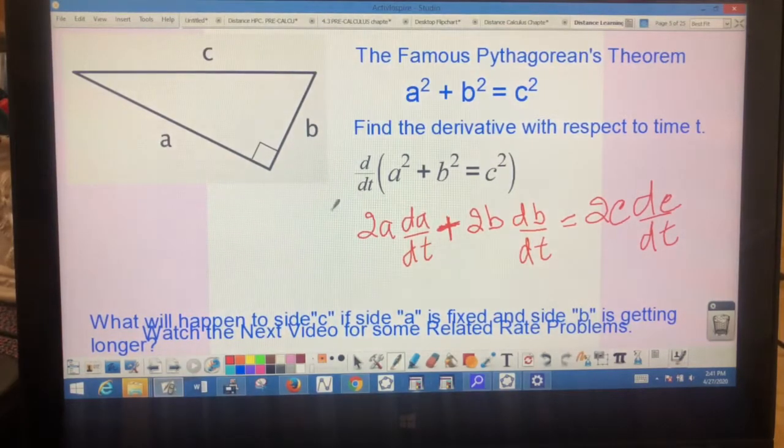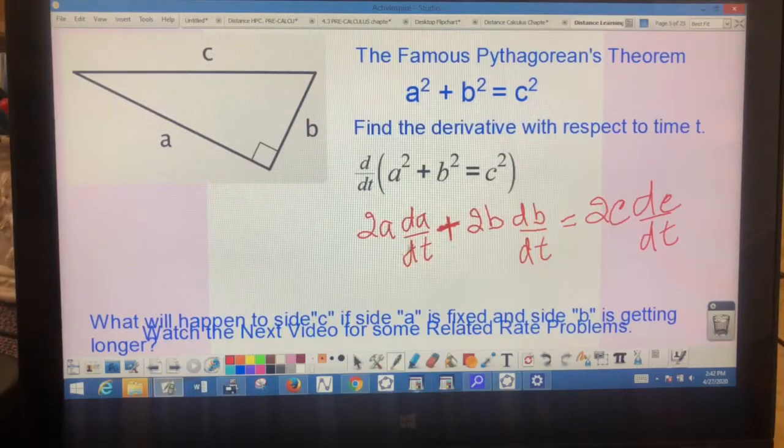Well, if I want to find out what is going on about the rate of change of all the sides, you're going to need to know something about the problem. So let's say your A is fixed, it didn't change, your B is growing. Let's say it's growing at the rate of 2 inches per second. How fast is the C growing? So you can probably solve for dC/dt.